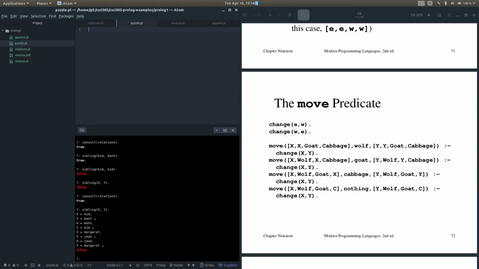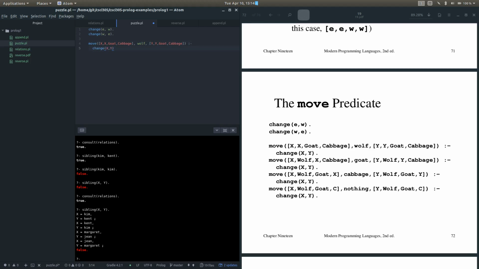And so we can create this, right? We'll create change EW, and the second one WE, right? So this is going to be used to construct these moves, right? A move is always just a change from one thing to another. So we have a move predicate that takes in X, goat, cabbage, and then wolf, and then Y, goat, cabbage, which is saying we're going to change X and Y.